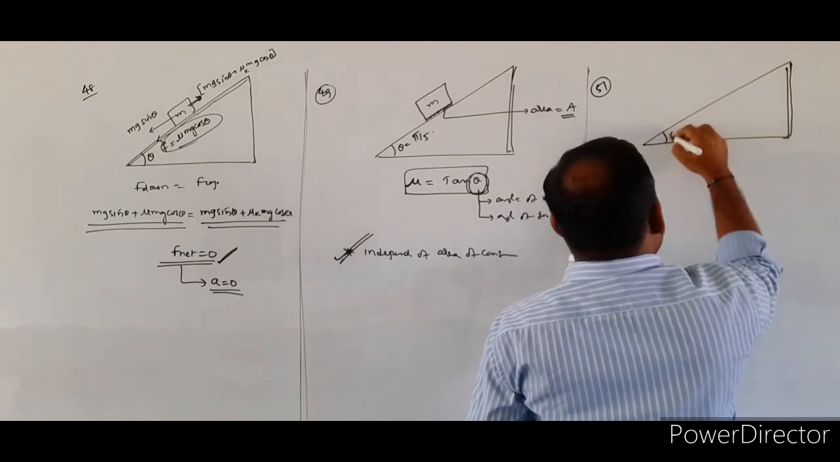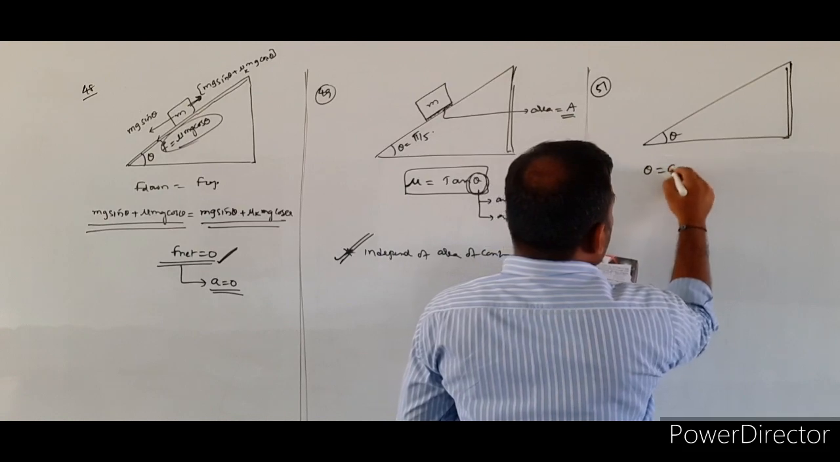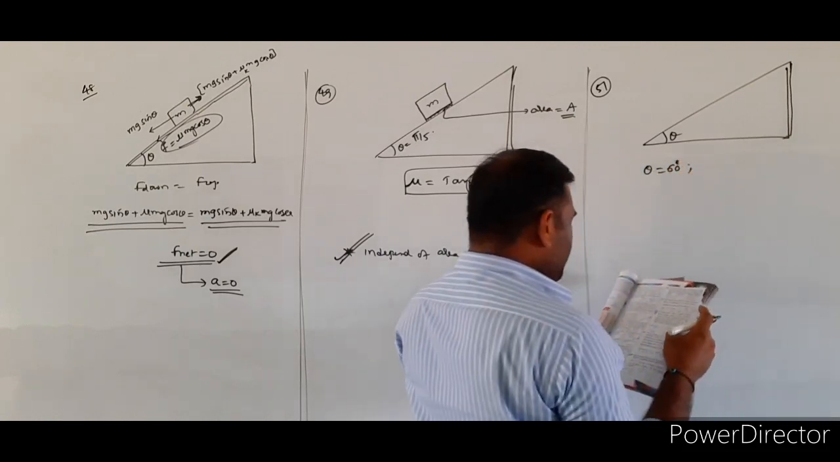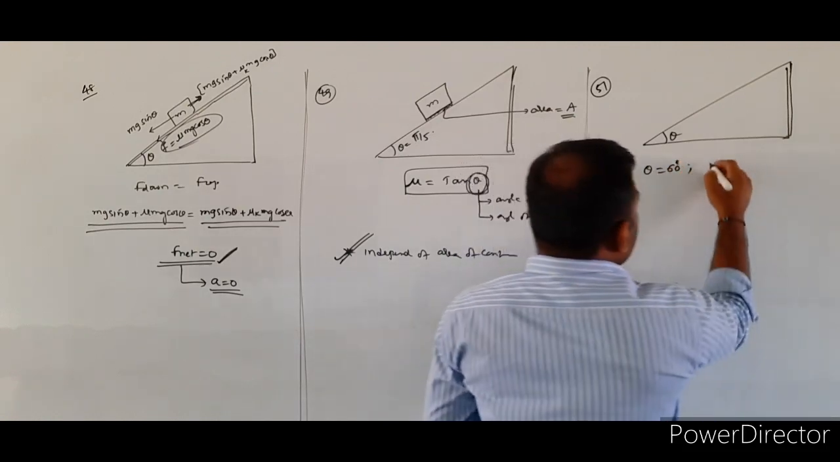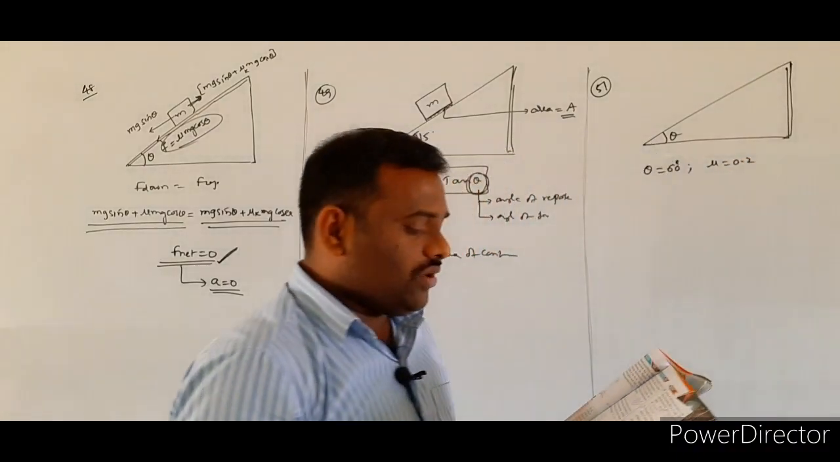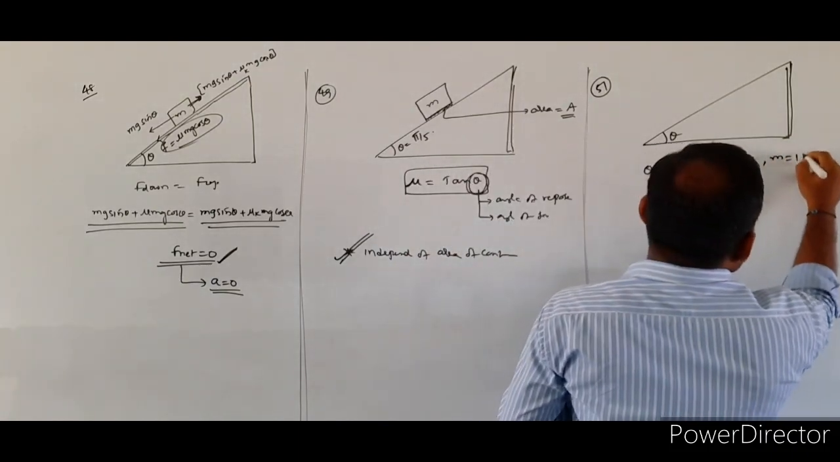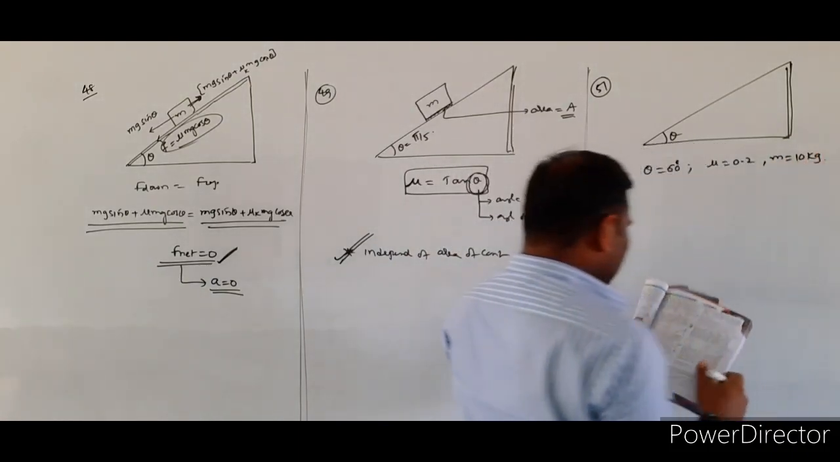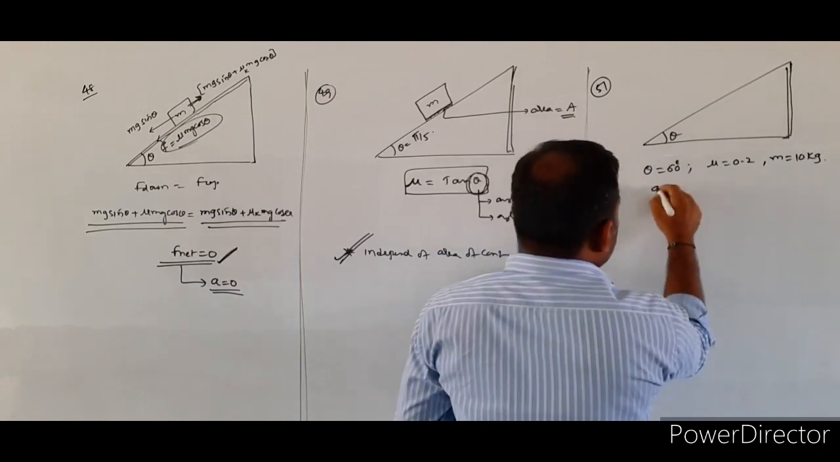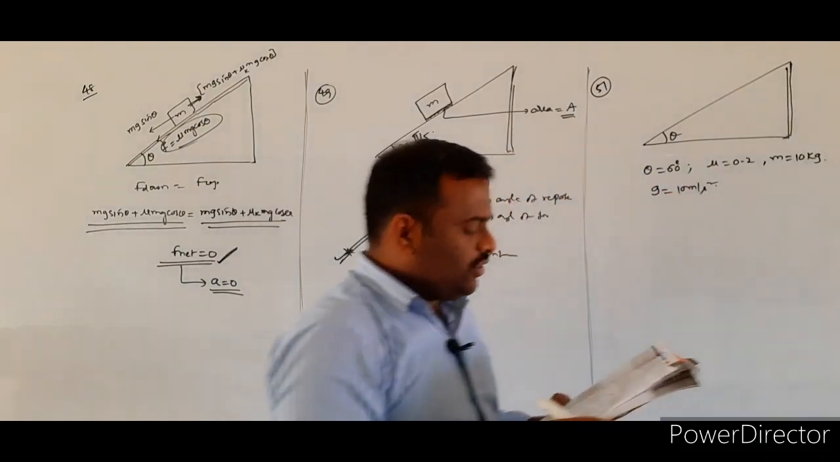The body will be placed on the inclined plane. So what values are given? Angle of inclination theta is equal to 60 degrees, and the coefficient of friction mu is equal to 0.2. Mass of the block m is equal to 10 kg. G value is equal to 10 meter per second square. So this is the given data in the numerical number.